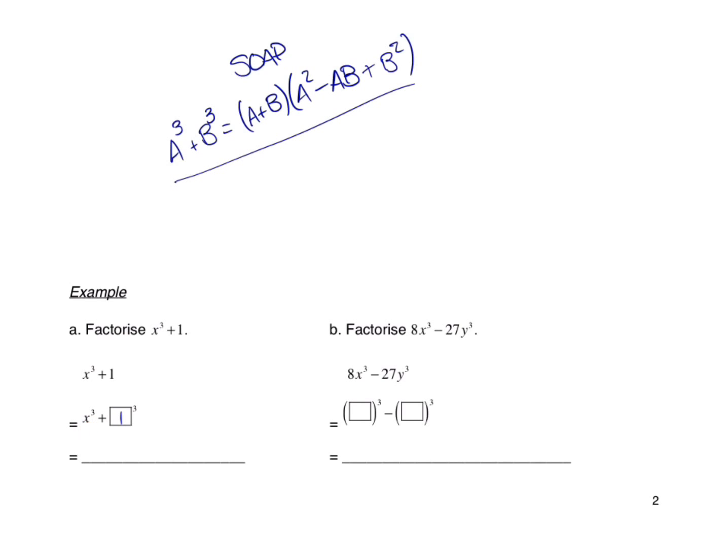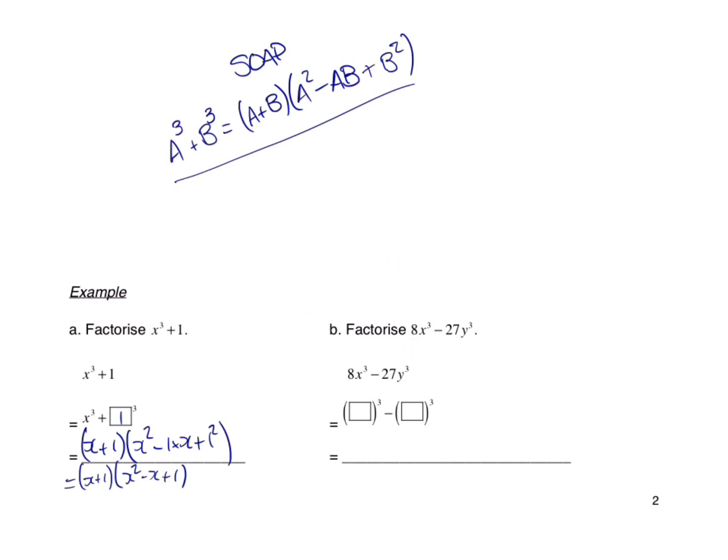And here, a is x and b is 1. So when we factorize this, this will be x plus 1, new bracket, x squared minus 1 times x plus b squared. And b squared is just 1 squared. So if we simplify that, we have x plus 1, x squared minus x plus 1. And that is the simplification and factorization of x cubed plus 1.